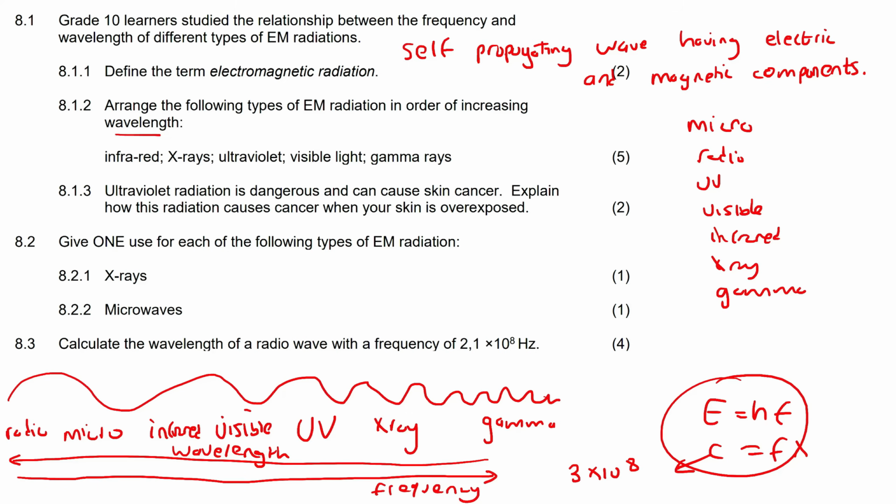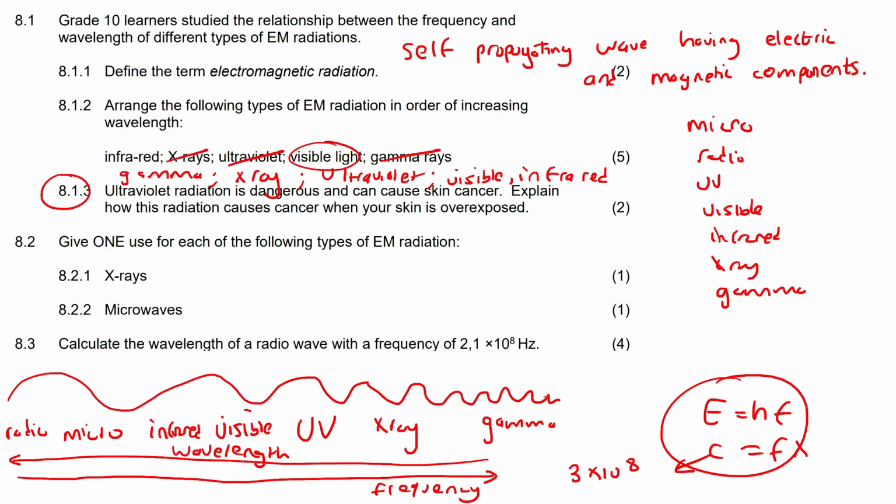Okay, so it says, arrange the following types of EM radiation in increasing wavelength. So as we go this way, the wavelength increases. Which of these has the smallest wavelength? Well, that would be gamma, so we'll put gamma first. Then it's going to be X-ray, then ultraviolet, which is UV. Okay, so we've done this one, done this one. Then it's going to be visible light, and then infrared.